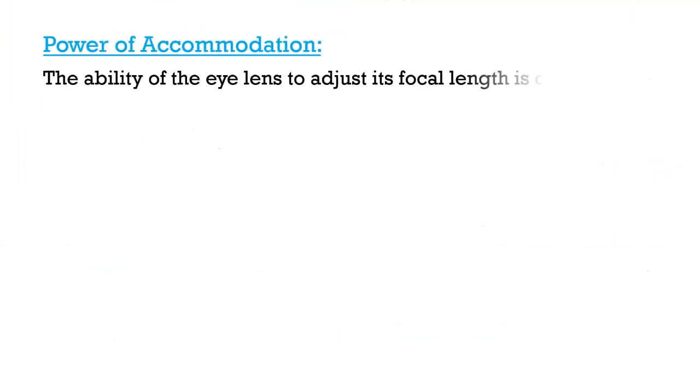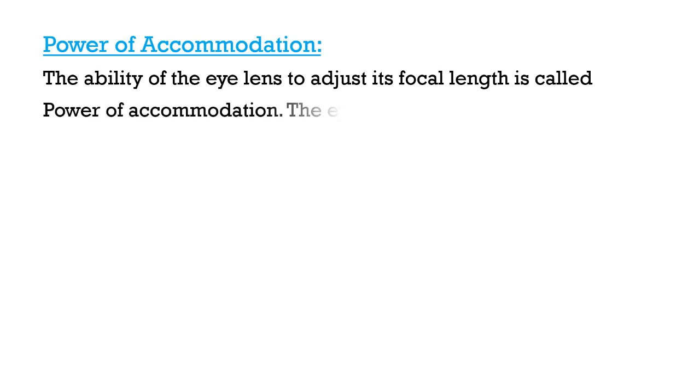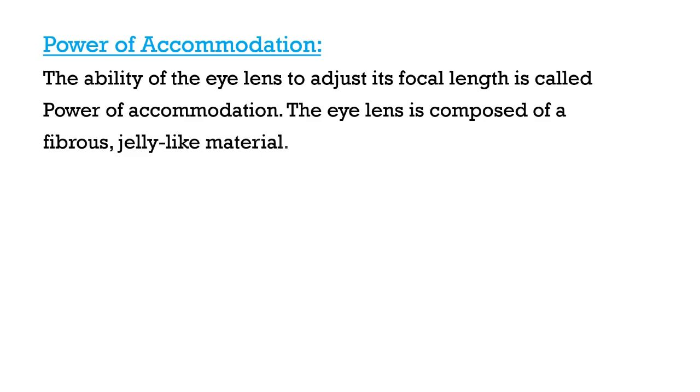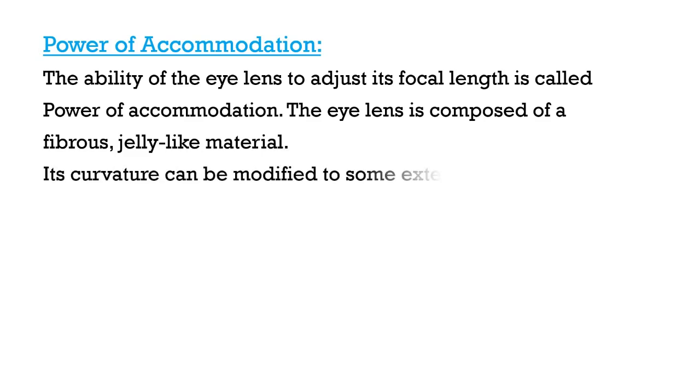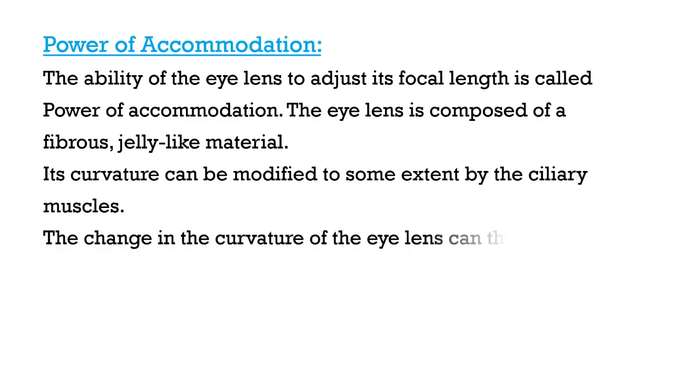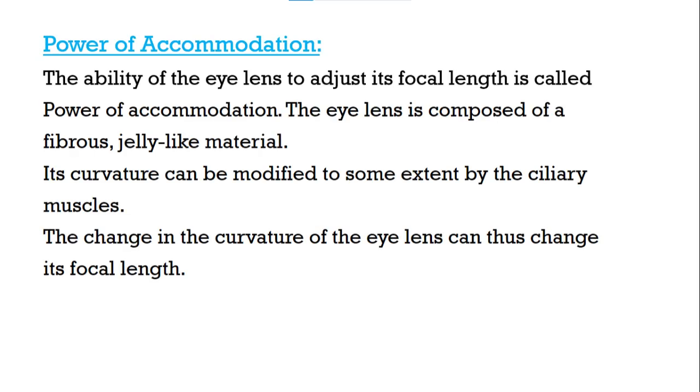Power of accommodation. The ability of the eye lens to adjust its focal length is called power of accommodation. The eye lens is composed of a fibrous, jelly-like material. Its curvature can be modified to some extent by the ciliary muscles. The change in the curvature of the eye lens can thus change its focal length.